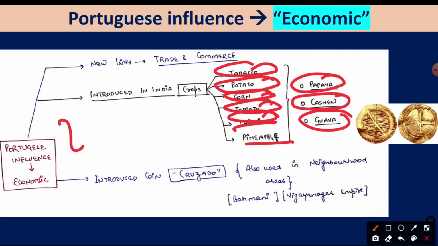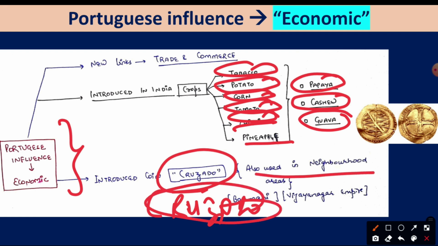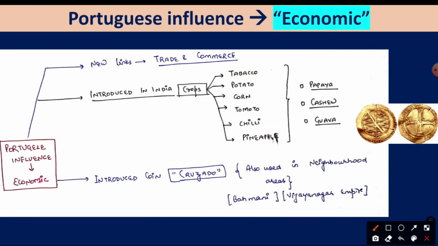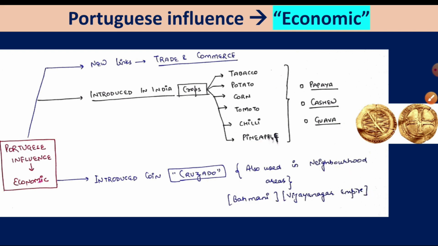from the Portuguese influence. They introduced the coin that is cruzado, right? Cruzado, right? And these coins were used in the neighborhood areas as well. That much significance did these coins have. Allies were there, right? Bahmani. In the Bahmani kingdom also they were used. Just like, for example, the Indian rupee is used in Nepal also.